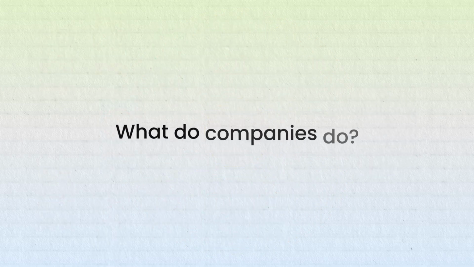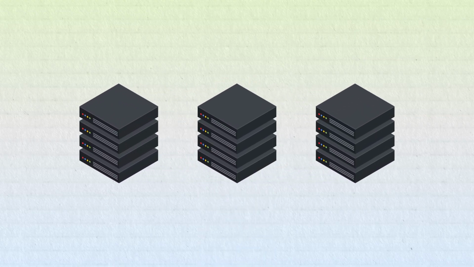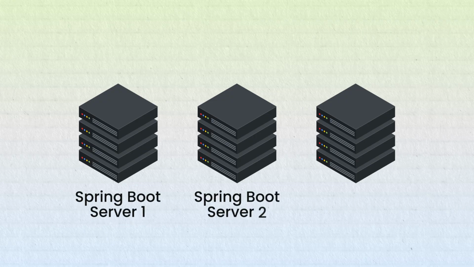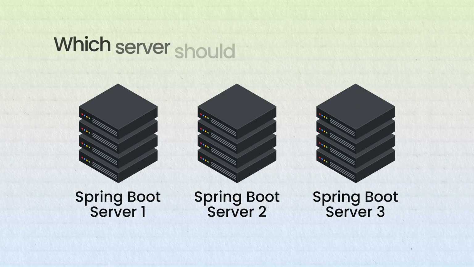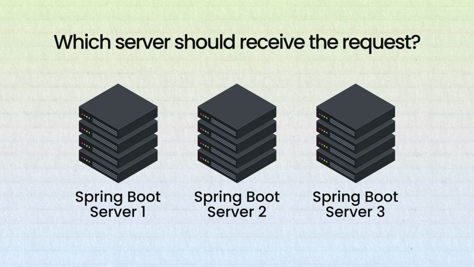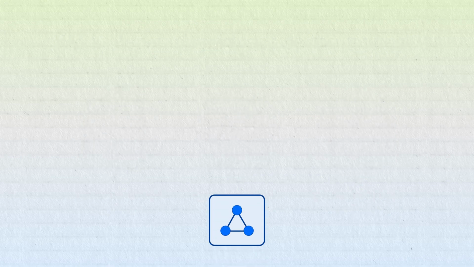What do companies do? They don't usually run only one backend server. They run multiple copies of the same application, like this: Spring Boot Server 1, Server 2, Server 3. But now we have a new question. Which server should receive the request? That's the job of the load balancer.